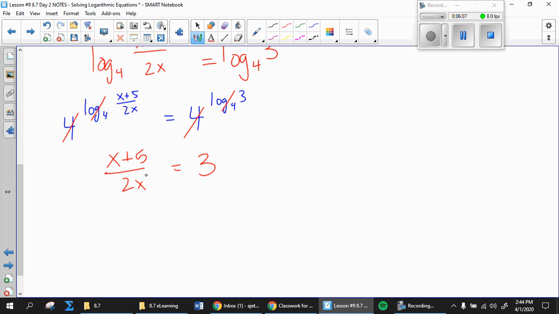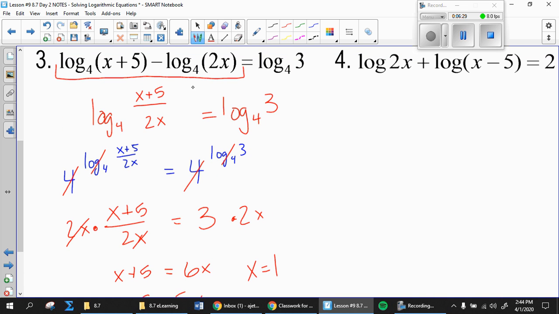So I need to get rid of the denominator here. So I'm going to multiply both sides by 2x. That's going to give us x plus 5 equals 6x. Now it's just a linear. Now we can solve that. So we get 5 equals 5x, which gives me x equals 1. We just have to make sure when we go back up that doesn't give us negative or 0 inside. It'll give me 6 here. It'll give me 2 here. So that is a good answer.